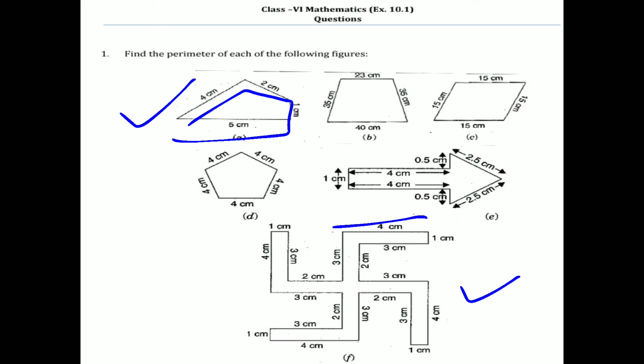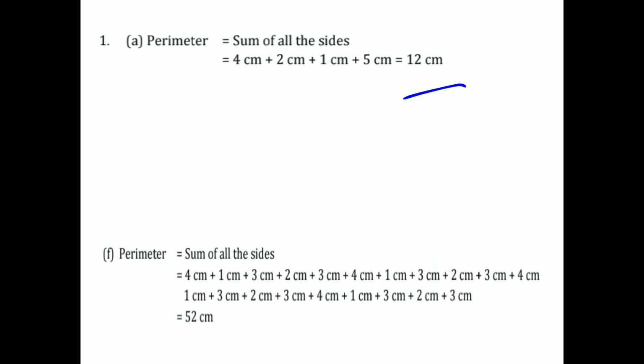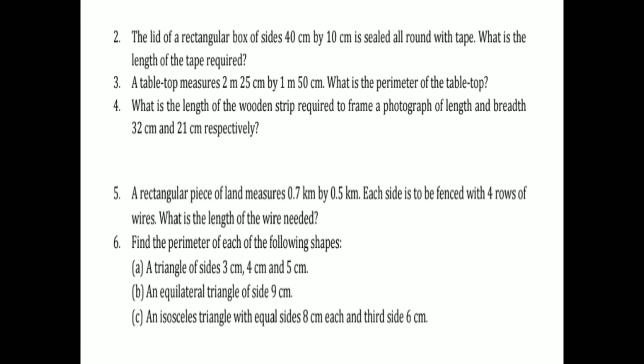4 plus 1 plus 3 plus 2 plus 3 plus 4 plus 1 plus 2 plus 2 plus 3 plus 4 plus 1 plus 3 plus 1 plus 3 plus 4 plus 1 plus 3 plus 2 plus 3. When you add all these numbers, your answer will be 52 centimeter. Clear? So the A and F parts I did. The rest of the parts you do by yourself. Clear? Now I do question 2.